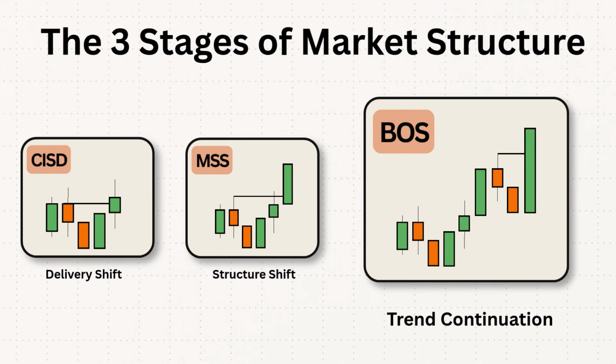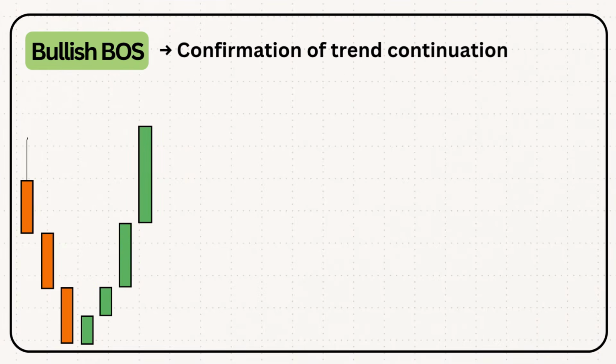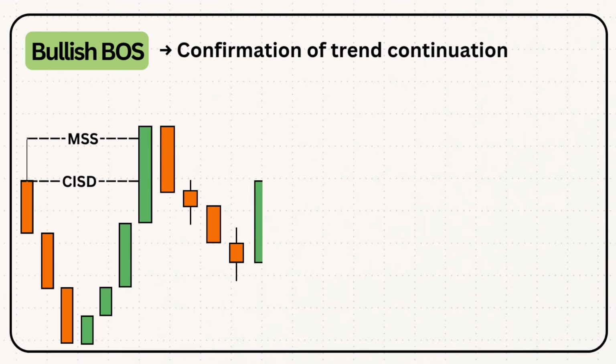Now, so far we've mainly talked about CISD and MSS in the context of potential reversals. But what about trend continuation? That's where breakout structure, or BOS, comes in. Unlike MSS, which focuses on the market potentially shifting direction, BOS is usually used to confirm that the current trend is still continuing. For example, after the market shifts from bearish to bullish, as confirmed by the CISD and MSS, price may continue creating higher highs and respecting bullish structure.